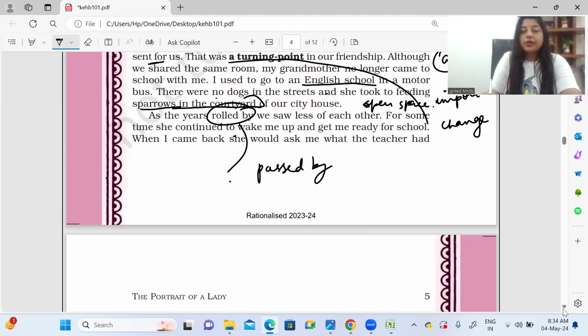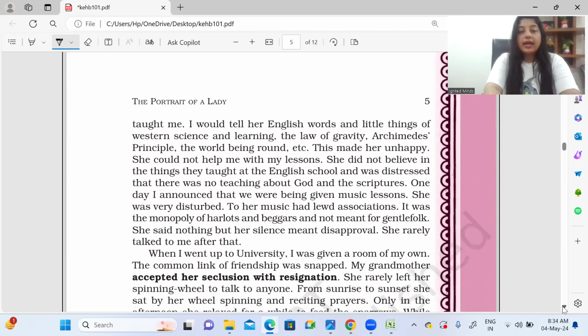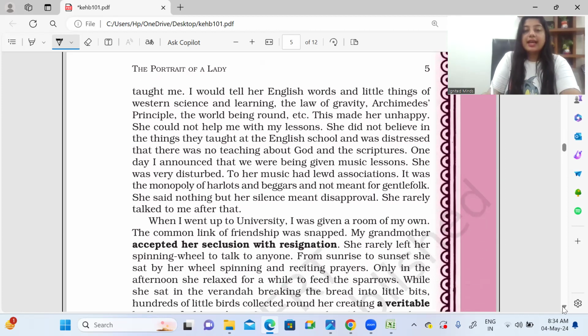For some time, she continued to wake me up and get me ready for school. When I came back, she would ask me what the teacher had taught me. I would tell her English words and a little of Western science and teaching. Now things started changing. Initially, when he was in the village, when the grandmother used to ask, okay, what did you learn today? He used to tell, I learned this mantra, I learned this prayer, I learned the alphabet. All those topics were related to the grandmother. The grandmother was not very educated, but she knew, okay, this is the idea.